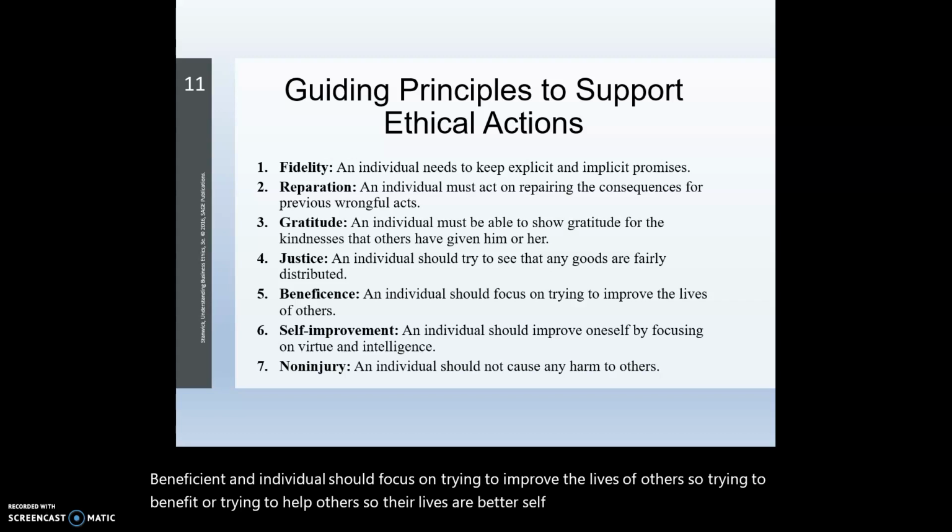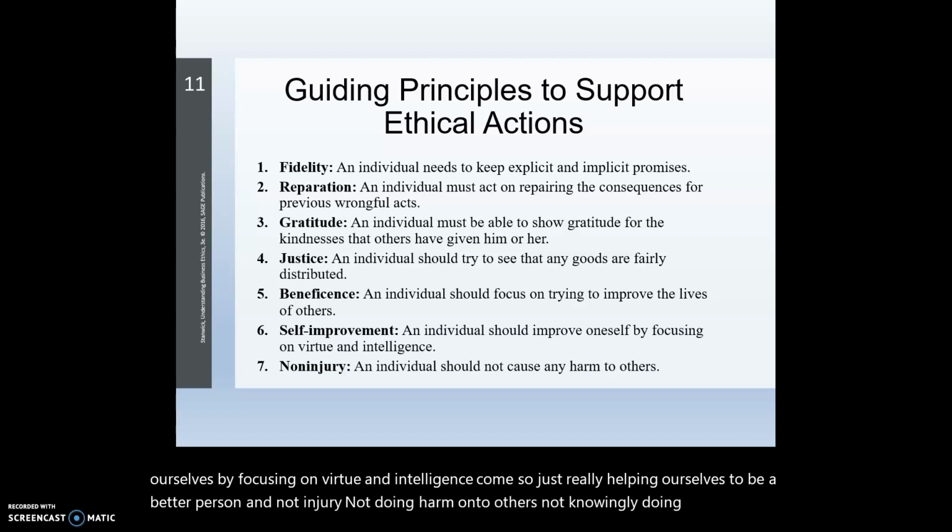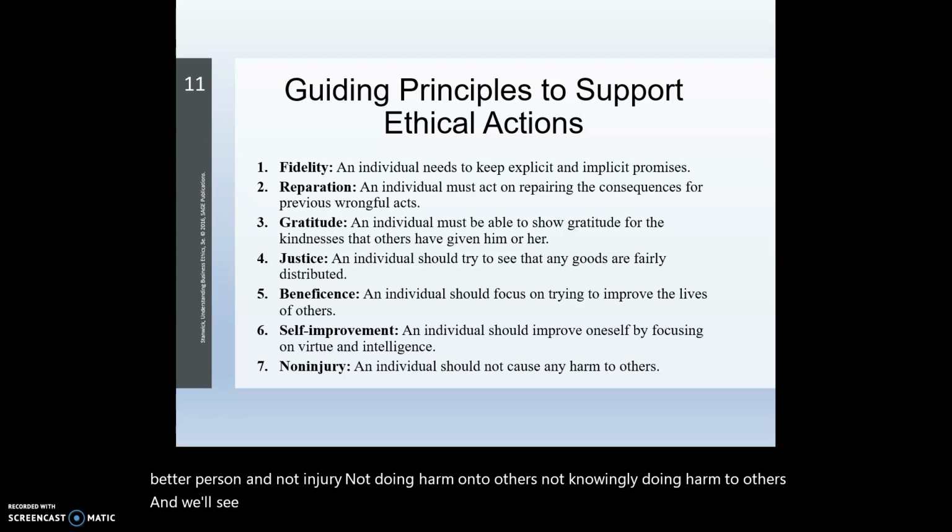Self-improvement, trying to improve ourselves by focusing on virtue and intelligence. So just really helping ourselves to be a better person, and non-injury, not doing harm onto others, not knowingly doing harm onto others. And we'll see some cases where these guiding principles were not followed.